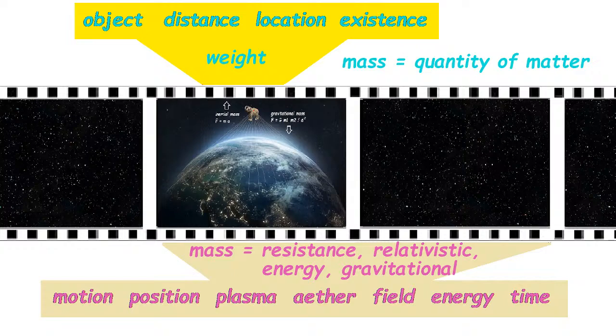Okay, so we have all these concepts which are static concepts which fit within a single frame where nothing is moving. You want to see something moving, you need to see more than one frame. But if you see a single frame of the universal movie, 3D movie, right, you have these static concepts: object, distance, location, and existence. And within that we have weight. Weight is a static concept. So is mass, if mass is quantity of matter.